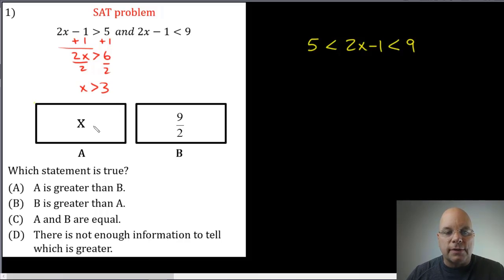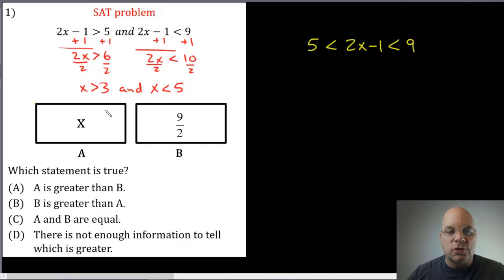If x is greater than 3, it still could be less than 9/2, or it could be more than 9/2, or it could be equal to 9/2 because 9/2 is greater than 3. Let's see what happens when we do this side. Again, I'm going to add 1 to both sides of the inequality. And I get 2x is less than 10. Then divide both sides by 2. I get x is less than 5. At no time in either of these solutions did I multiply or divide both sides by a negative, so there was never a need to reverse the inequality. So x is greater than 3 and x is less than 5.